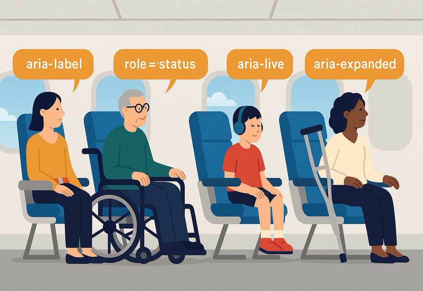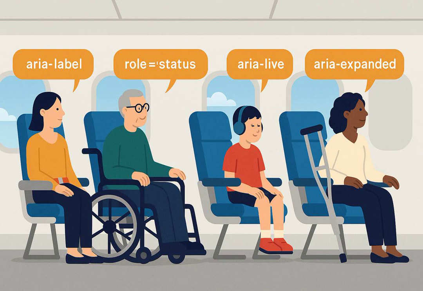Tabs. Role tablist for the container. Role tab for each clickable tab. Role tabpanel for the content area. Plus ARIA selected, ARIA controls, and proper keyboard support. Sliders. Role slider, ARIA valuemin, ARIA valuemax, and ARIA valuenow. Optional, ARIA label or ARIA labelledby to describe the value.